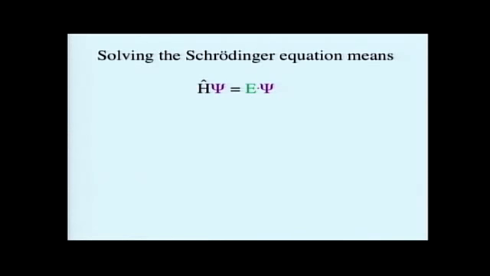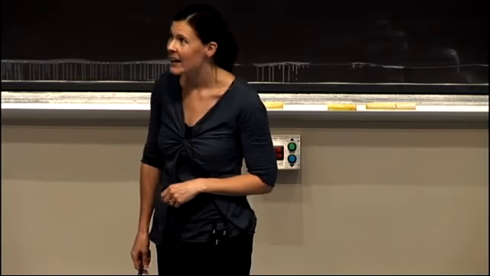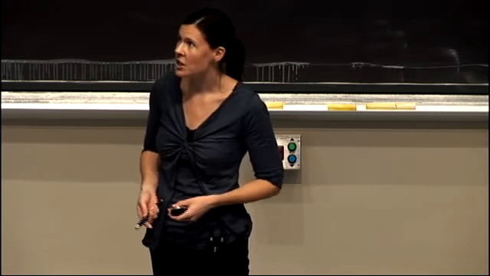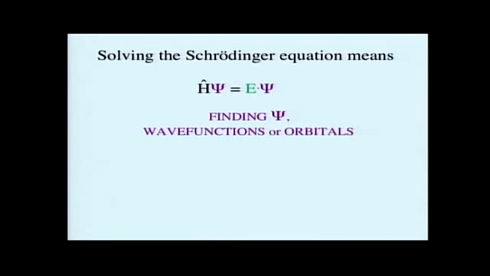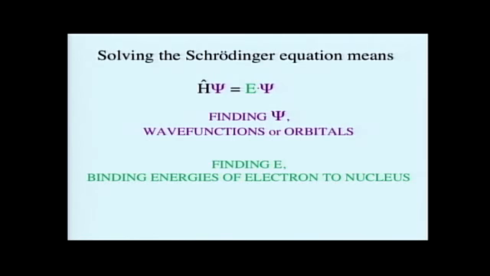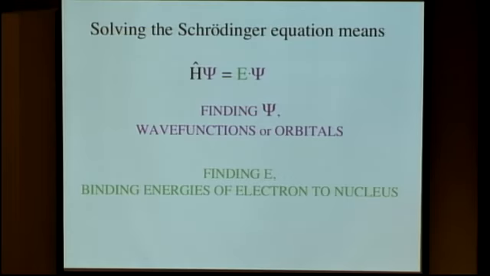So to remind you, when we look at the Schrodinger equation here, we have two parts to it. When we solve the Schrodinger equation, we're either finding psi, which, as I said, is a wave function or an orbital. And in addition to finding psi, we can also solve to find E, or the energy for any given psi. And these are the binding energies of the electron to the nucleus.